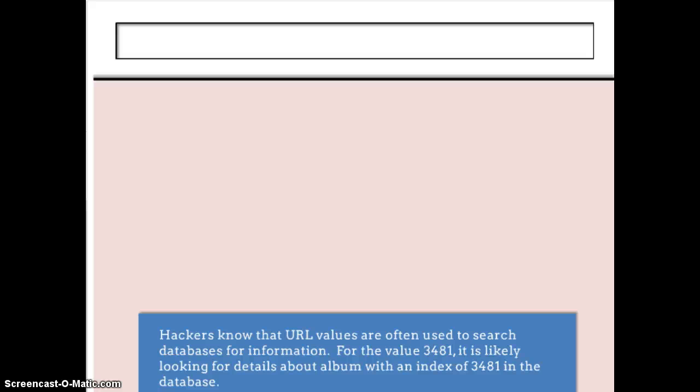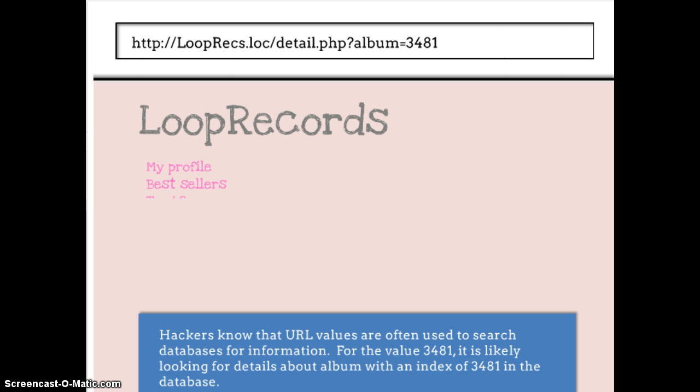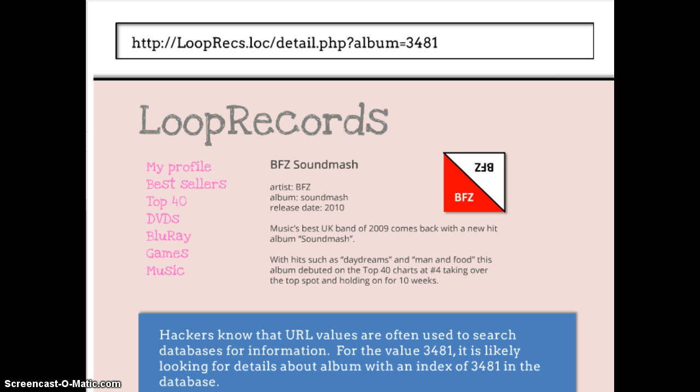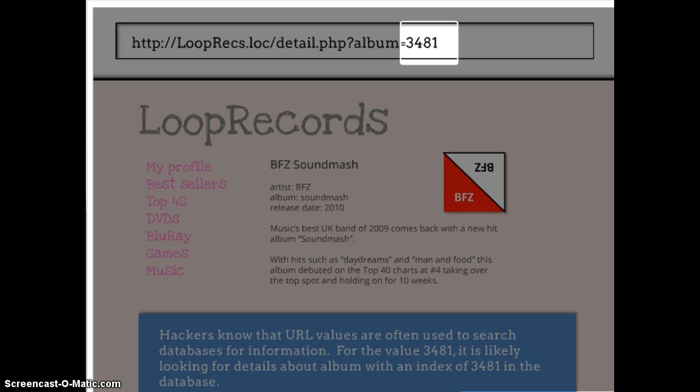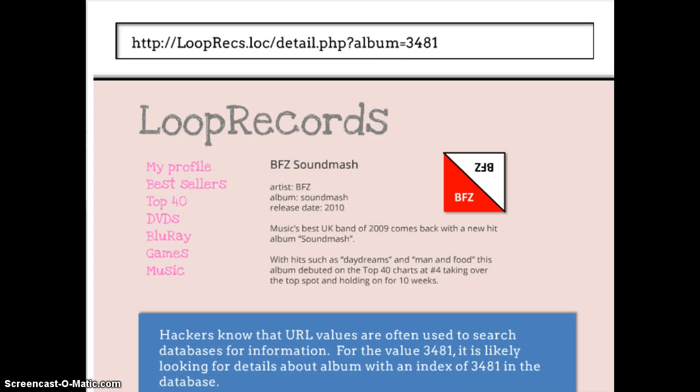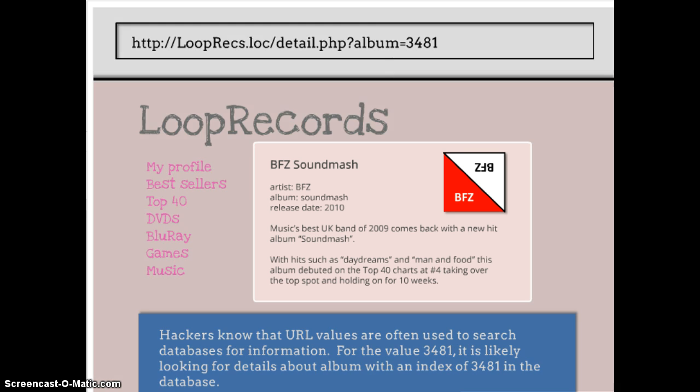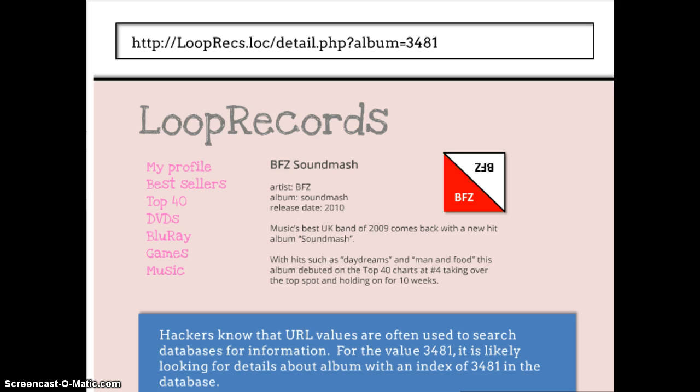Since I made it clear in the last example that the album comes from a database, let's use a typical example of an album link. In URLs such as these, hackers know that such values are often used to search databases for information. For the value 3481 that you see here, it's probably pretty likely that this value comes from an index in the database. That index is then probably the source for this information loaded on the page.